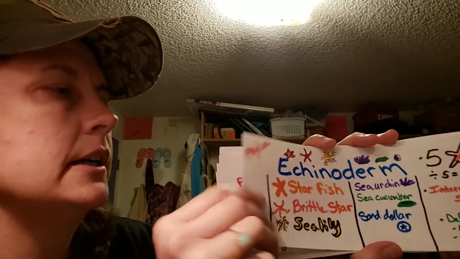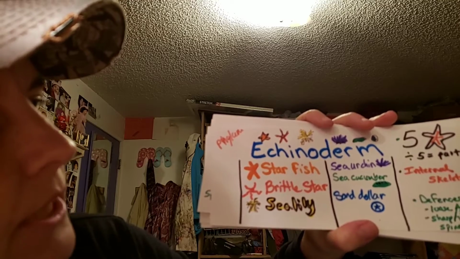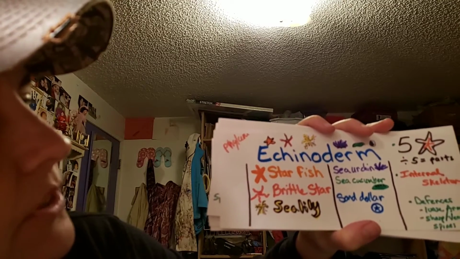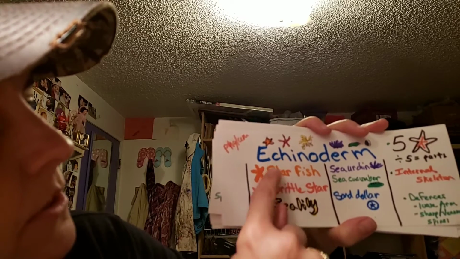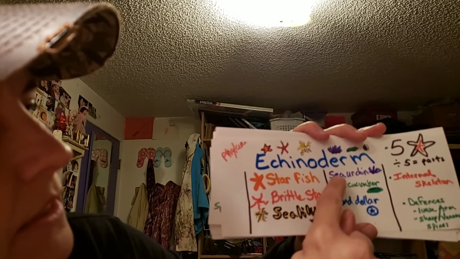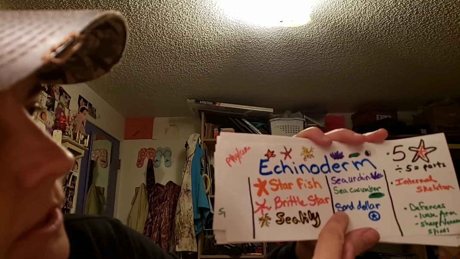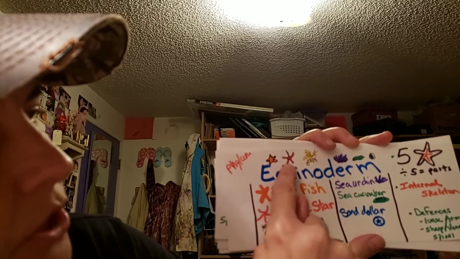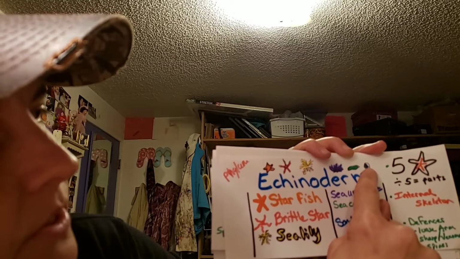Oh man, how do you say this one? Echinodermata? Oh man, I can't say it. Anyways, you can see how to say it. The phylum is starfish, brittle star, sea lily, sea urchin, sea cucumber, sand dollar. Okay, look at this word and remember these pictures.